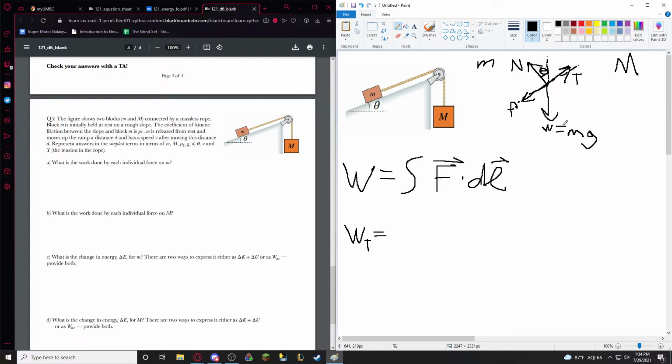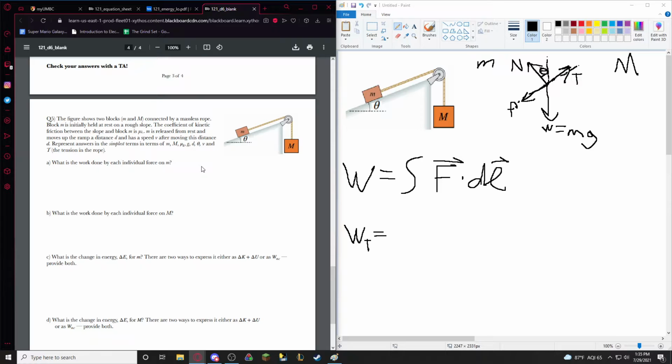We're representing answers in terms of the masses, friction, gravity, the distance, the angle, velocity, and the tension. So we don't have to worry about solving for the tension. We're just saying, oh, there's a tension T. How much work is being done by it?